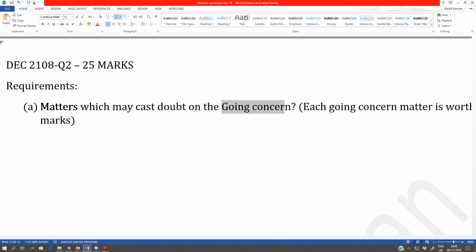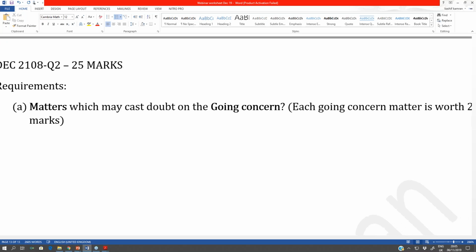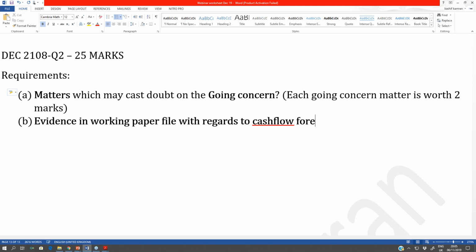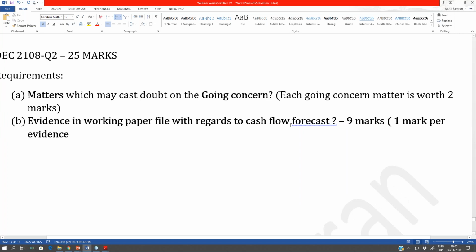Then the next requirement of this question was B, evidence. Evidence in the working paper file with regards to the cash flow forecast. What evidence will we have in the working paper file with regards to the cash flow forecast? This was a 9 marks question. And we know the marking scheme for evidence is 1 mark per evidence. So the second question was on evidence with the marking scheme.